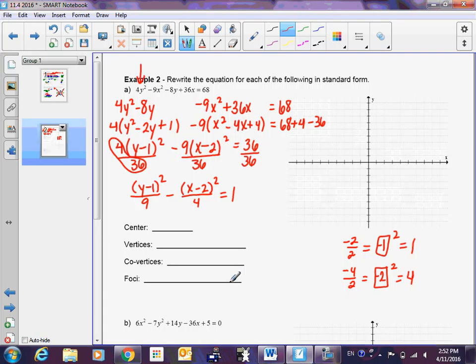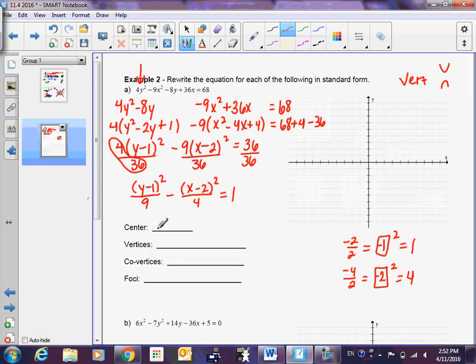Okay, let me give everybody a chance to get caught up. And I want you to be thinking, what type of hyperbola is this, and what is the center? It's a vertical one. How did you know that? The y is first, so this is definitely going to be a vertical, so it'll look something like this.